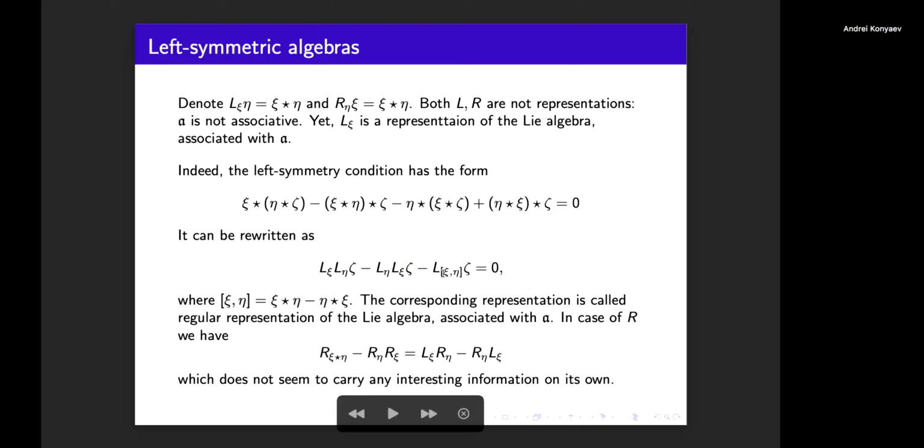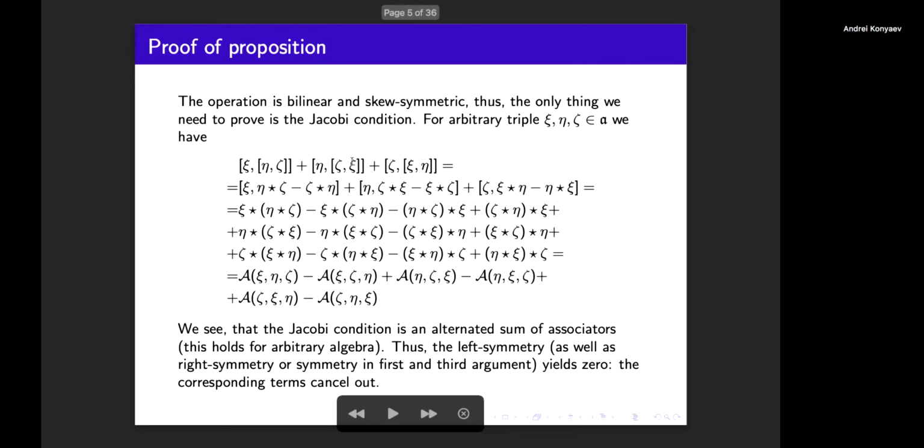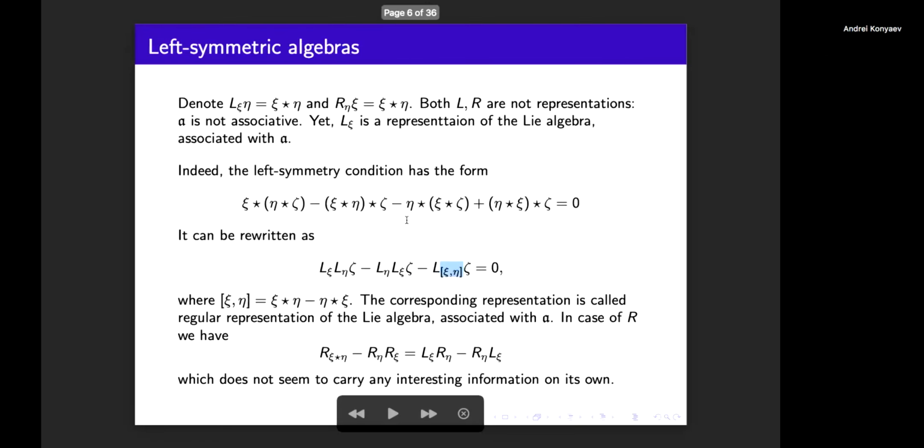And here we have the left action on zeta by the multiplication of psi times eta, and here eta times psi. So if we subtract them by linearity, we get that this is exactly the commutator. The commutator we have defined earlier, this commutator on the algebra. And we see that we get the following really nice formula.